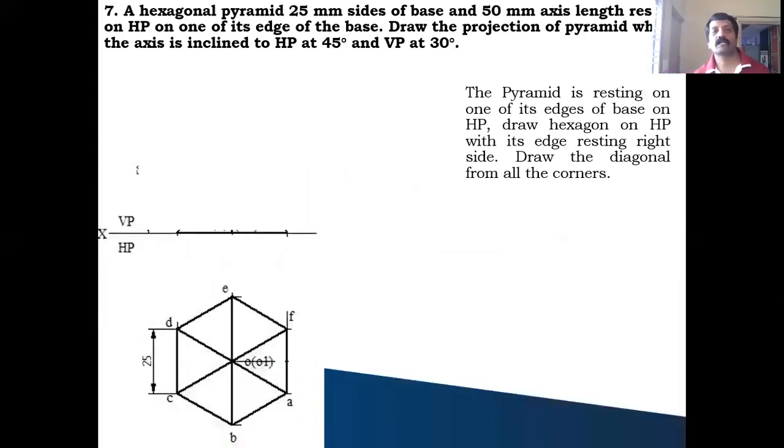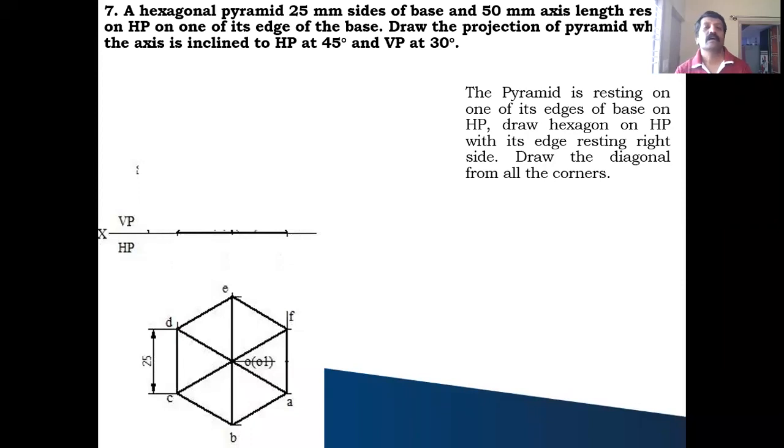So, hexagon pyramid. It says a hexagon pyramid of 25 millimeter base side and 60 millimeter axis length rests on HP on one of its edges of base. Draw the projection of the pyramid when the axis is inclined to HP at 45 degree and VP at 30 degree. Here both the inclination whatever he has given, it is the true inclination. For the inclination with respect to VP, I need to take the locus for this.